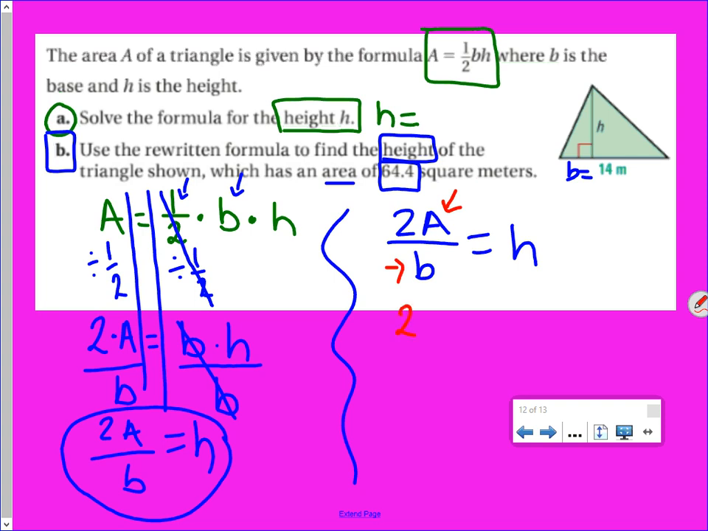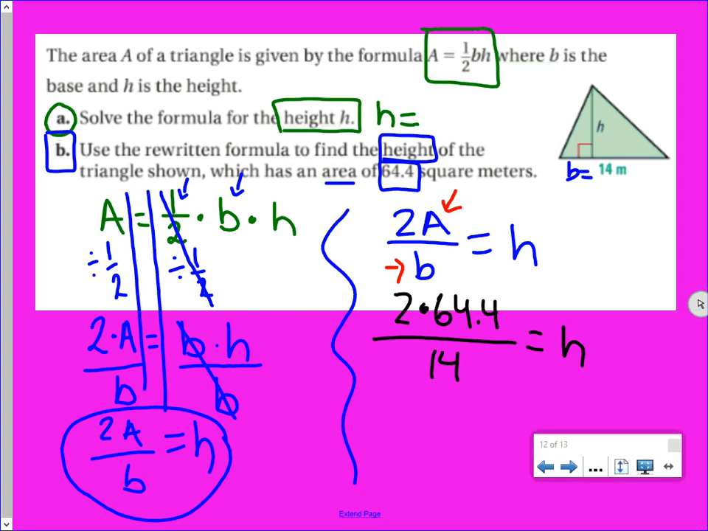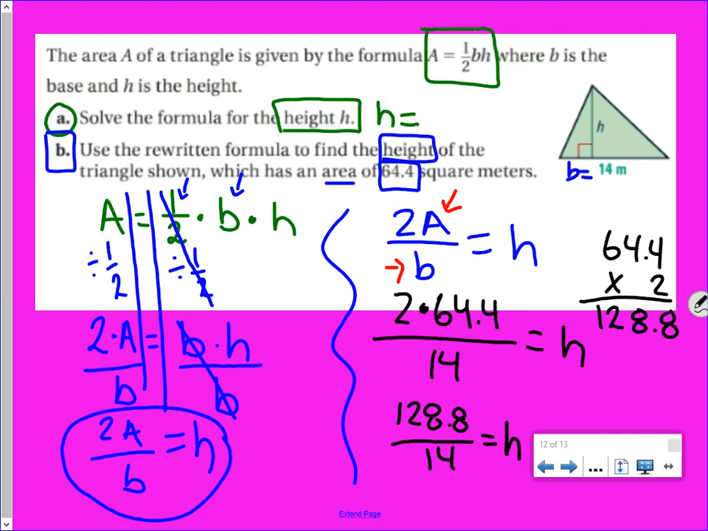Area is 64.4. So we have 2 times 64.4 divided by our base, which is 14, equals the height. Now we can use a calculator to solve for this, or we can do the multiplication and division in our head, either one. So we have 64.4 times 2 gives us 128.8. So now we have 128.8 divided by 14 equals H.